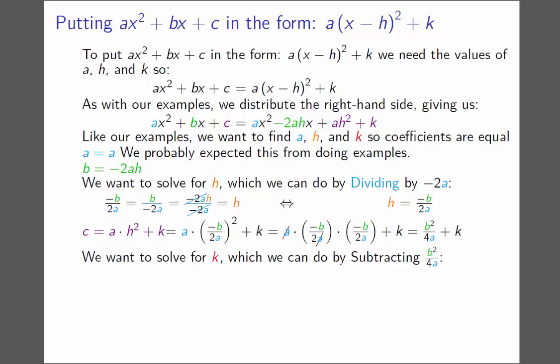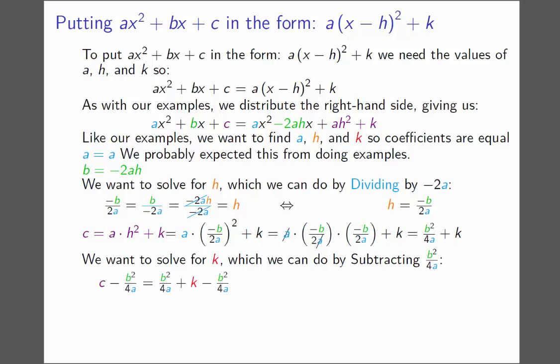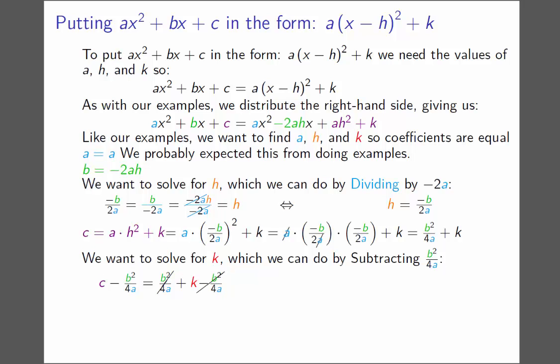But we want to solve this for k, which we can do by subtracting b squared over 4a. This gives us c minus b squared over 4a equals b squared over 4a plus k minus b squared over 4a. And since b squared over 4a minus b squared over 4a is just 0, we're just left with k on the right. So we found that k equals c minus b squared over 4a.